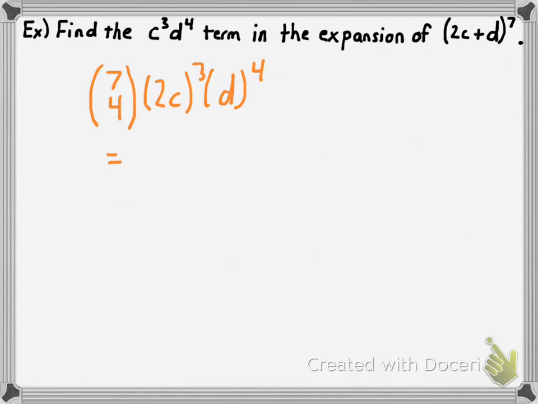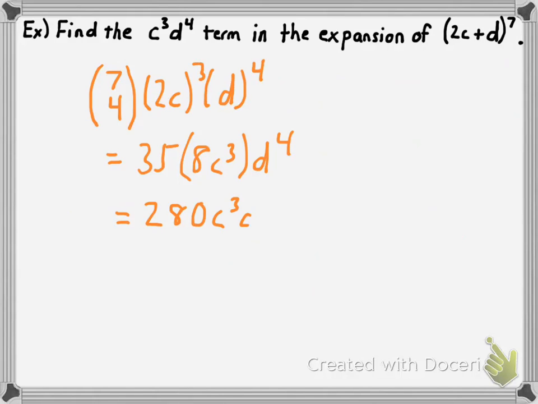The 7c4 is 35, and then we'll have times 8c cubed d to the fourth, and then 35 times 8 equals 280 c cubed d to the fourth. All right, so there's the value of the c cubed d to the fourth term in that expansion.